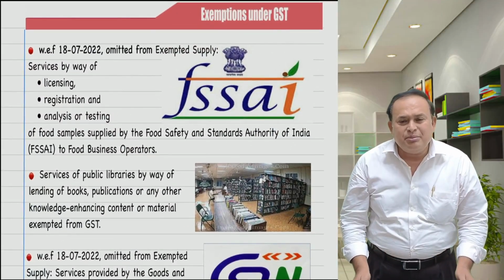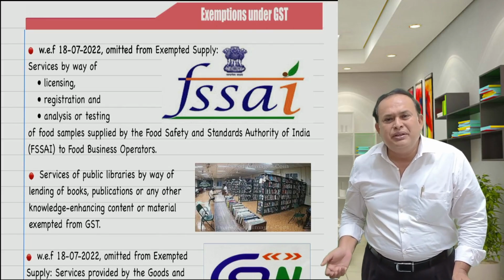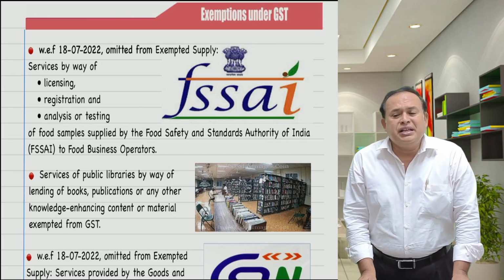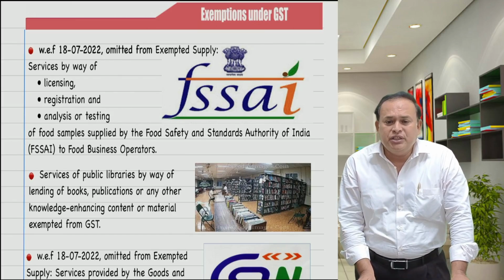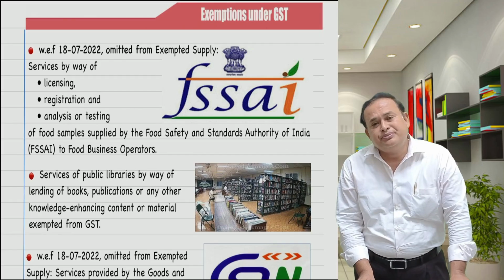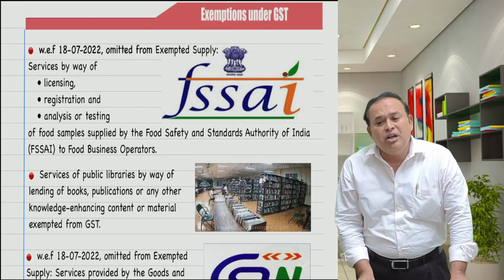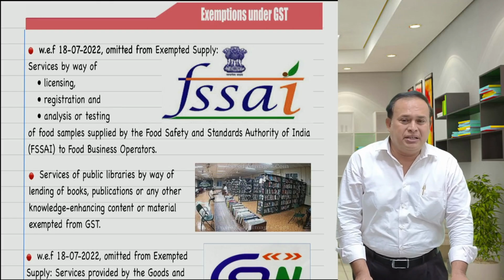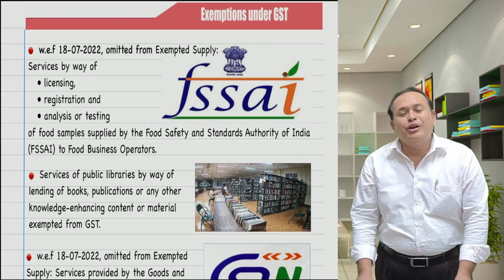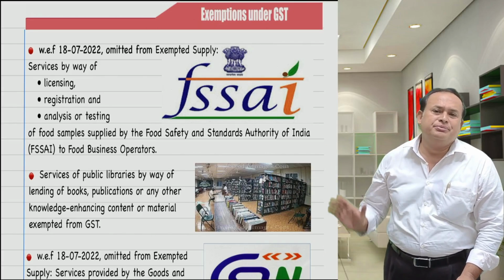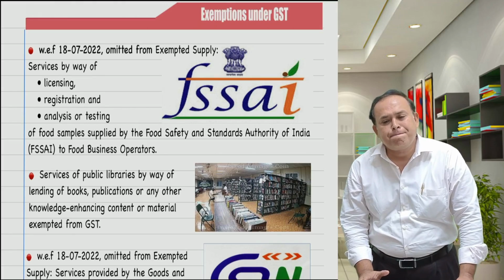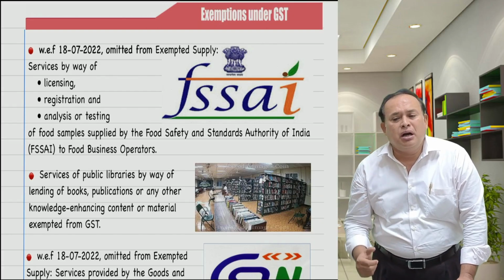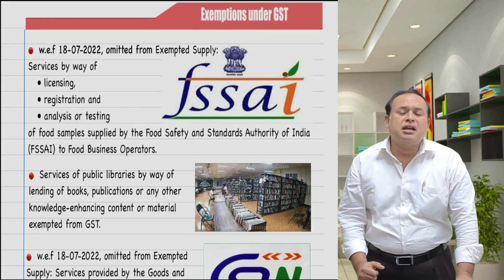Further, there are some exemptions withdrawn, but I kept them instead of removing them to make you understand. FSSAI, the Food Safety and Standards Authority of India, which offers services to industries, was exempted, now taxable from 18th July 2022. Therefore, it has to pay the GST. They are providing license fees, permissions, or FSSAI certification, and all of it is taxable.